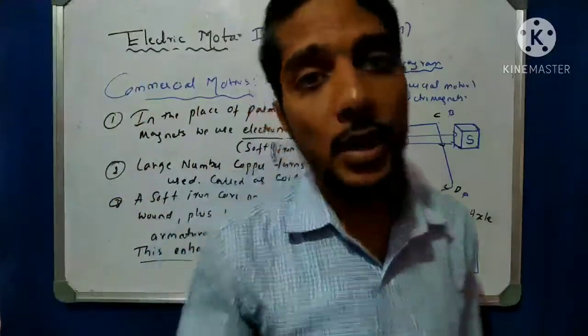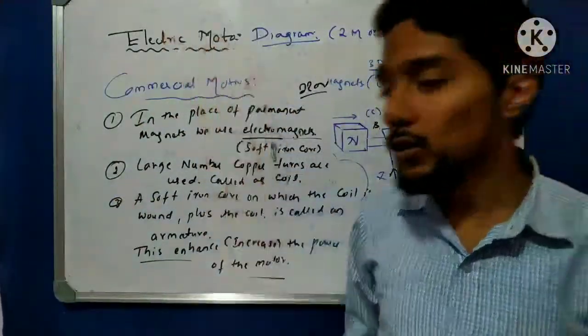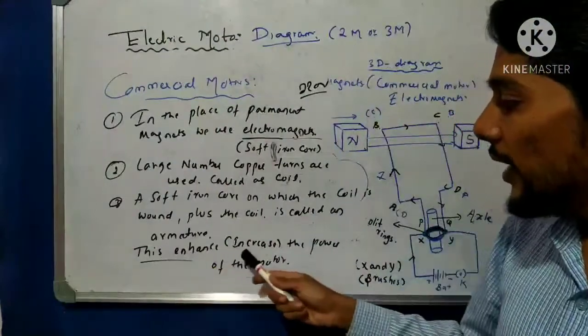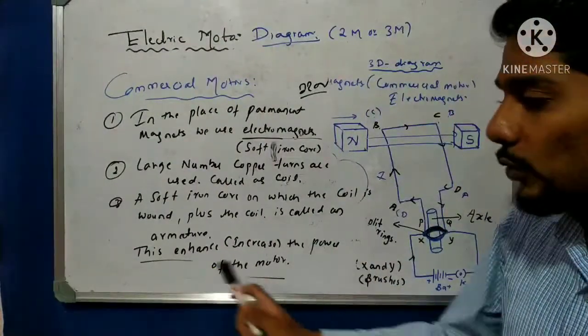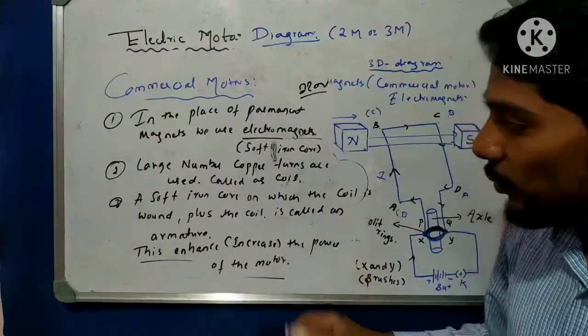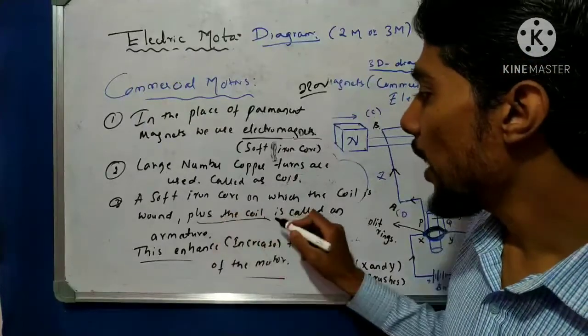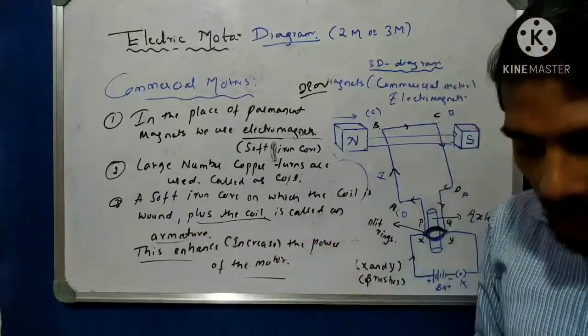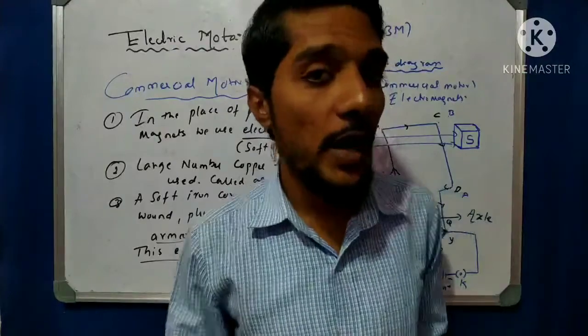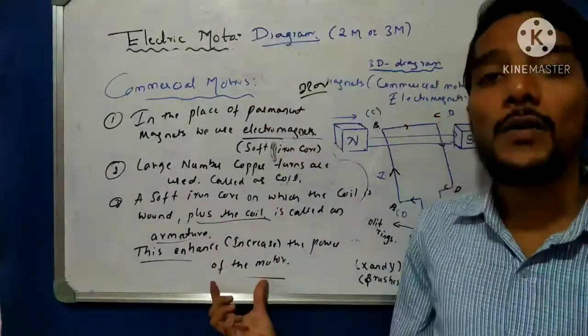So for example, they ask how to increase the power of the electric motor. The simple answer is, to increase the power of the electric motor, we add more coils, and that is why we use an armature. Okay, that is the function of the armature. Why is the armature used? To enhance the power of the electric motor.